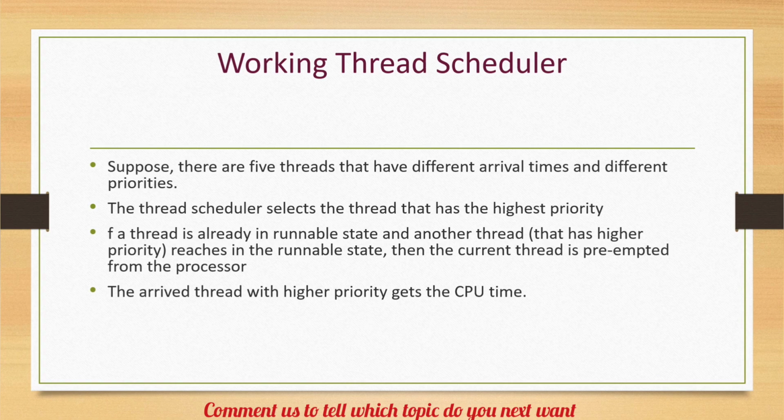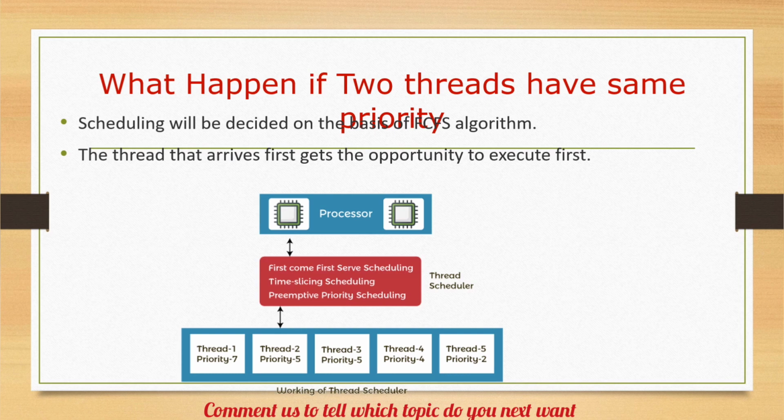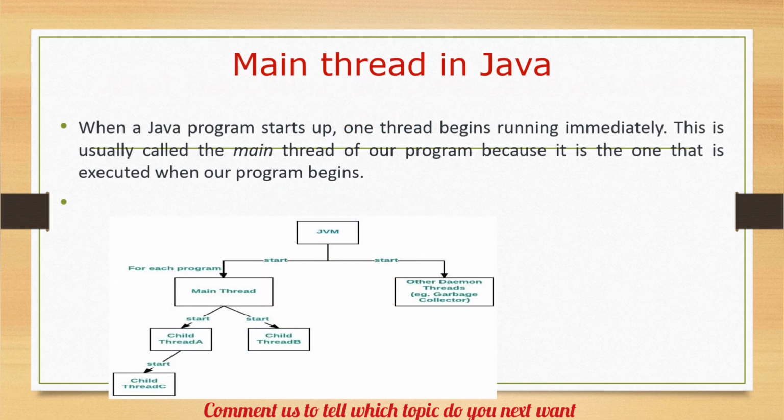Now this example shows what happens if two threads have the same priority. The scheduling will then be decided on a first come, first served basis. In the last example we discussed multiple threads that have the same priority and the same arrival time. So they will be executed on a first come, first served basis.